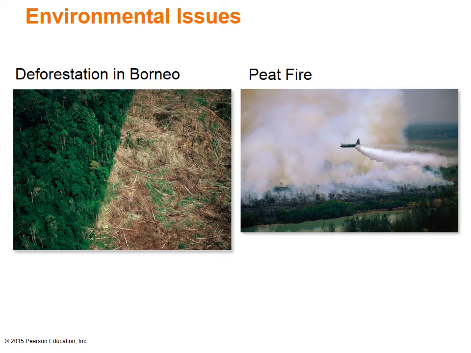Some examples of environmental issues are deforestation from logging and peat fires. Extensive deforestation has occurred on the island of Borneo in recent years, as shown in the photo on the left. The line between forest and cleared lands is often quite sharp.